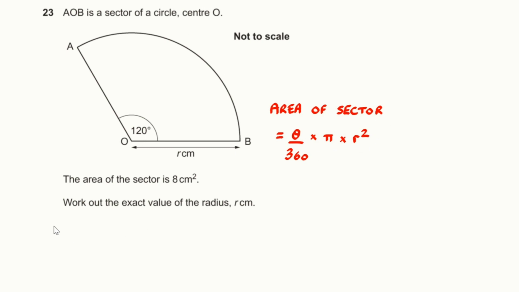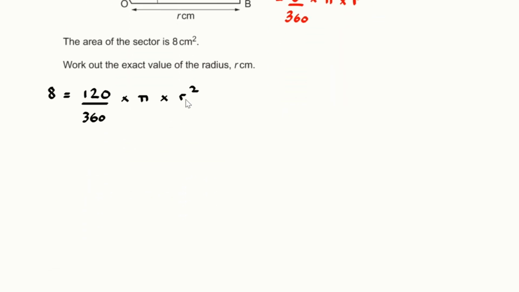Now I know what the area is, that's 8. That's equal to theta, my angle, 120 over 360. And then I multiply this by pi multiplied by the radius squared. I need to find out what the exact value of r is, meaning no decimals. So 120 over 360 is a third. So I get 8 equals 1/3 times pi times r squared. Multiply through by 3. You can see then 24 equals pi times radius squared.